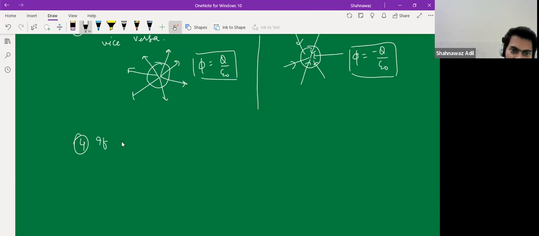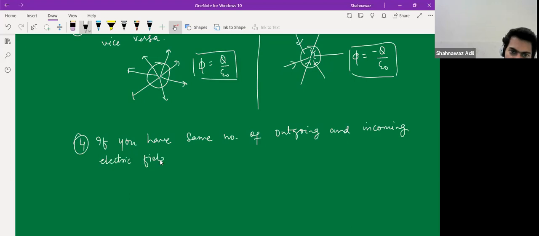And the fourth property is that if you have the same number of outgoing and incoming electric field lines, then the flux will be 0.